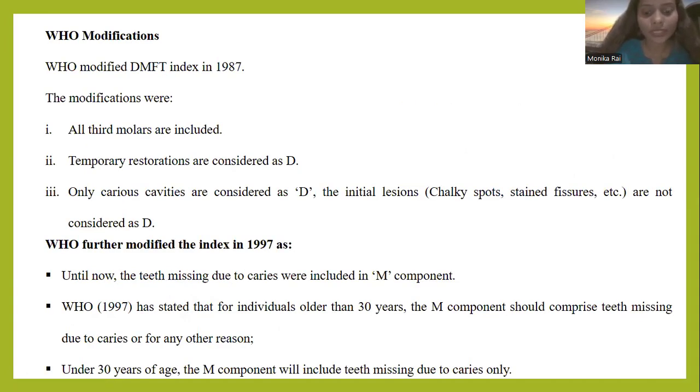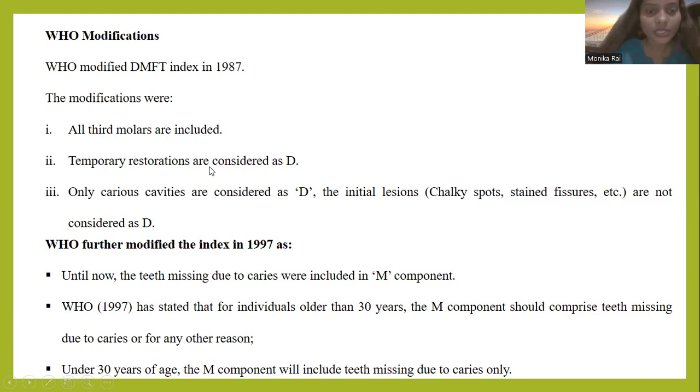So WHO modifications of DMFT index. So WHO modifications जो DMFT index का था वो आया था हमारा 1987 में. सो वन थिंग इज हियर इम्पोर्टेंट कि मॉडिफिकेशंस की हमें जरूरत क्या पड़ी. जब हमारे पास पहले से DMFT इंडेक्स था तो why it is important to have DMFT index modification. तो इस मॉडिफिकेशंस में क्या था कि हम वहाँ पे थर्ड मोलर इंक्लूड नहीं कर रहे थे जो पहले हमारा DMFT इंडेक्स था. यहाँ पे हमने सारे थर्ड मोलर्स को इंक्लूड किए हैं.